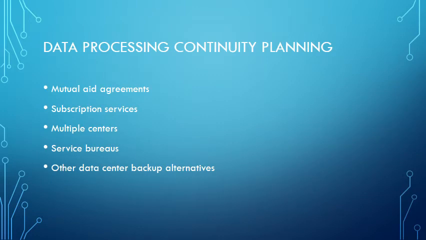Data processing continuity planning. The various means of processing backup services are all important elements to the disaster recovery plan. The most common alternate processing types are mutual aid agreements, subscription services, multiple centers, service bureaus, and other data center backup alternatives.